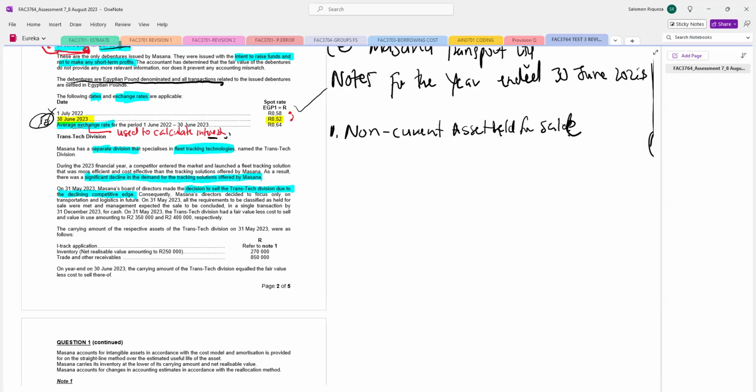Consequently, Masana's directors decided to focus only on the transportation. So they decided to focus on the transportation and logistics in future. This could be because this section is doing well. Okay, and so is life, guys. So is life. Please focus on what you're good at. You will see there's more to life. When you push things you're not good at, you will just be frustrated because you feel like you can't do anything.